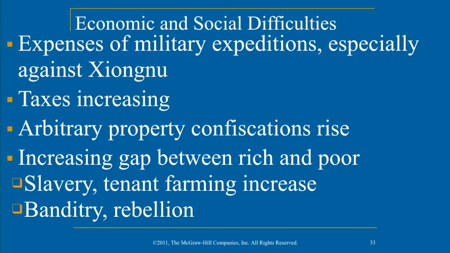There are economic and social difficulties: the expenses of military expeditions, especially against the Xiongnu, taxes become increasing, and there's a beginning of arbitrary property confiscations. Randomly, the government just goes in and says, all this land from this section to this section is now the government's property, and it's going to be redistributed to new peoples. This pisses off a lot of people, and there's an increasing gap between the rich and poor.